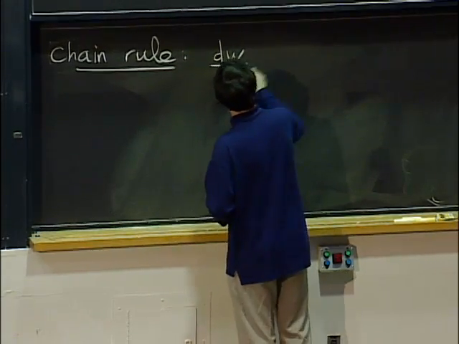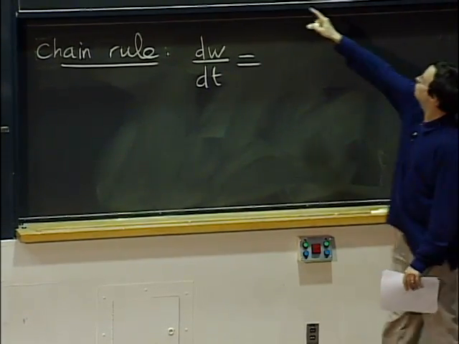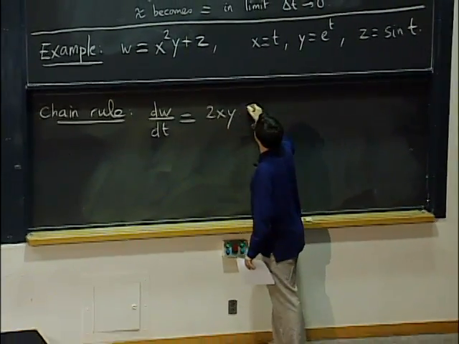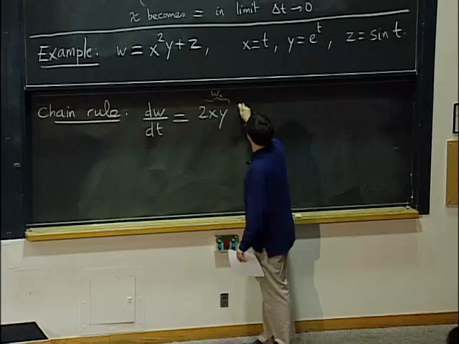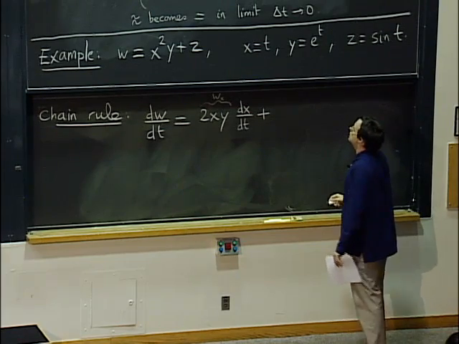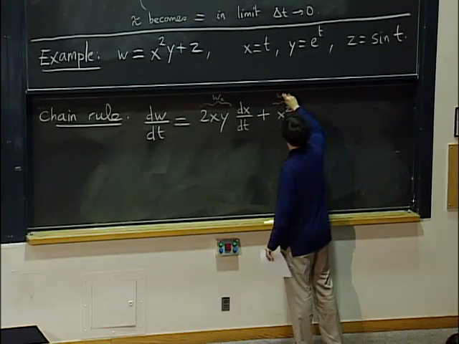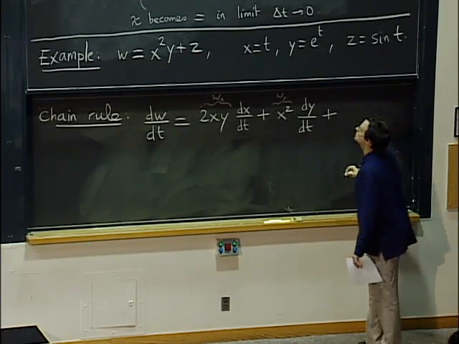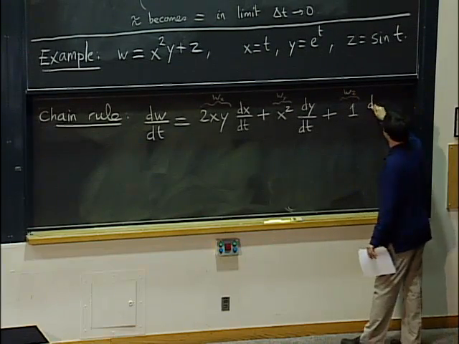dw dt is, so we start with partial w over partial x. Well, what is that? That's 2xy times, so maybe I should point out this is w sub x, times dx dt plus, well, w sub y is x squared times dy dt plus w sub z, that's going to be just 1 dz dt.